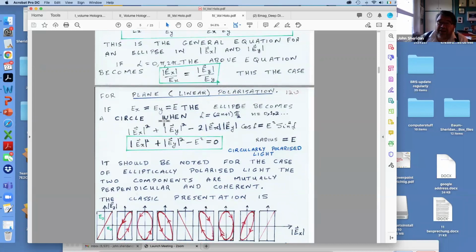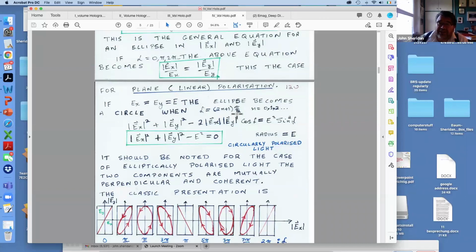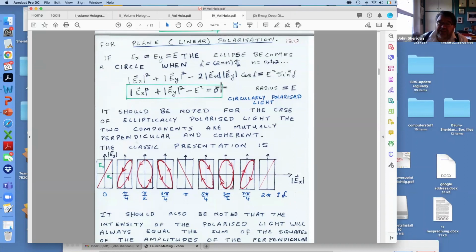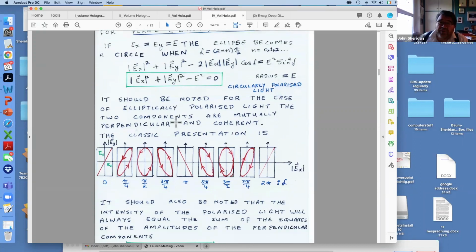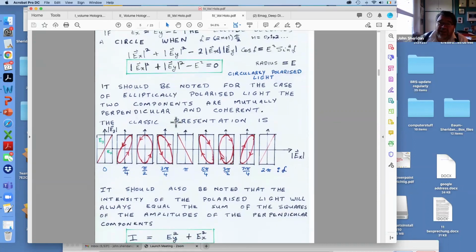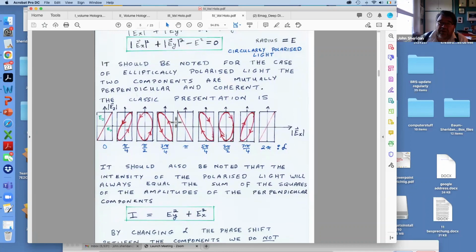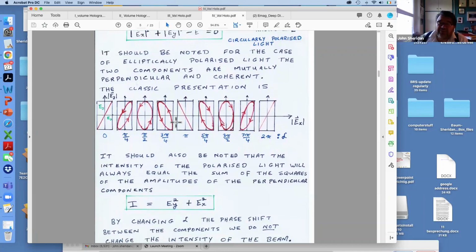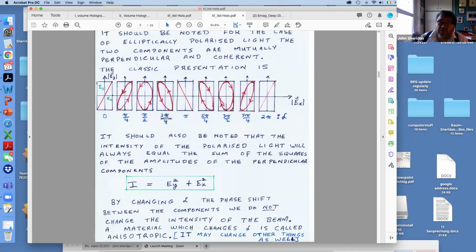So for plain linear polarization, if EX is equal to EY is equal to E, the ellipse becomes a circle. We've got the delta as this form. This is the equation, and this is our formula, which is equal to 0. It's a radius, E. It should be noted that for the case of elliptically polarized light, the two components are mutually perpendicular and coherent. And a classical representation of the evolution will be something like this.